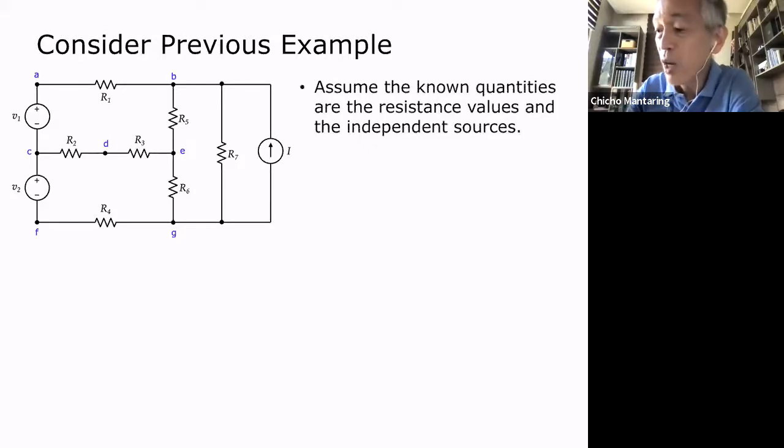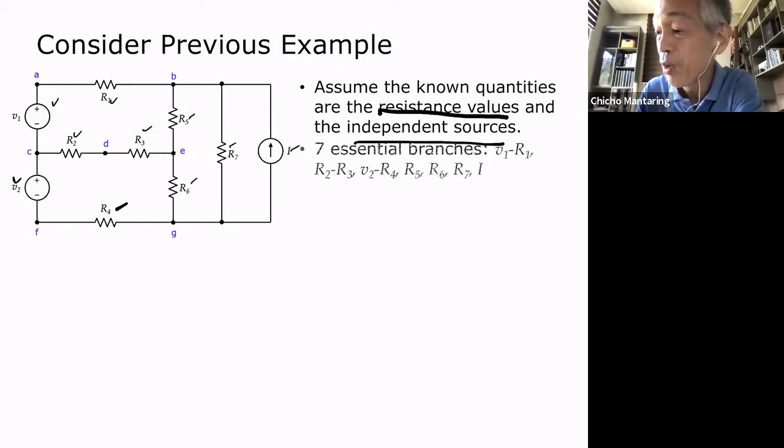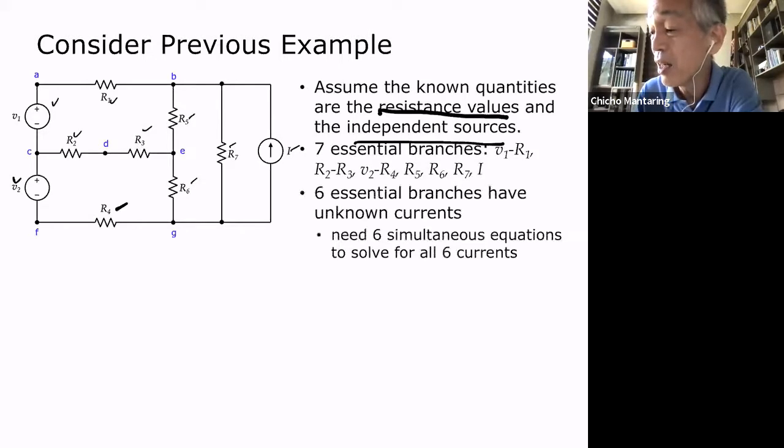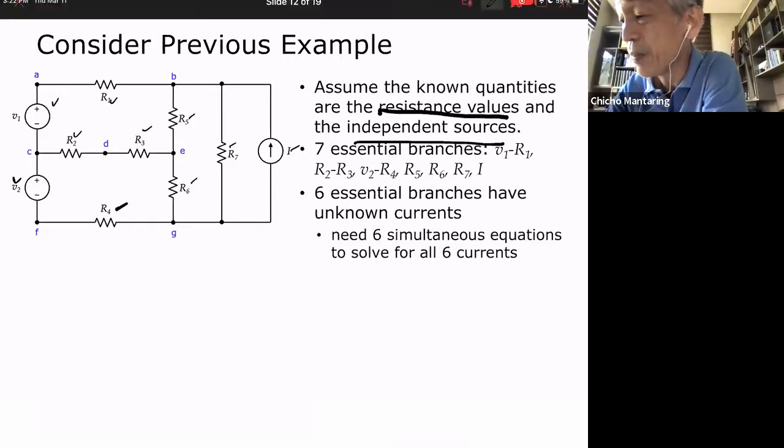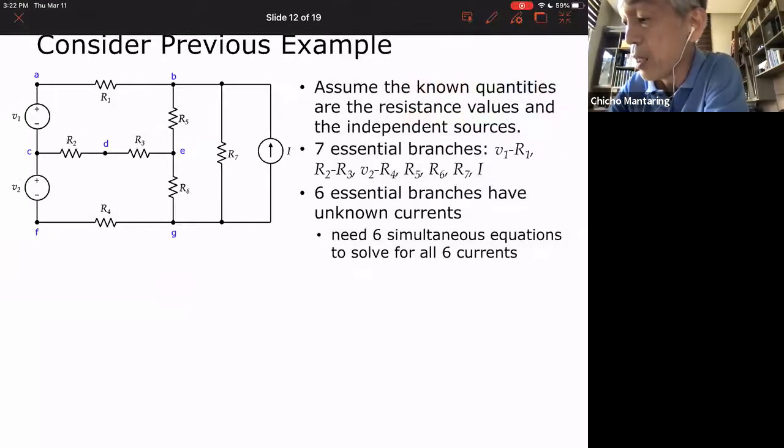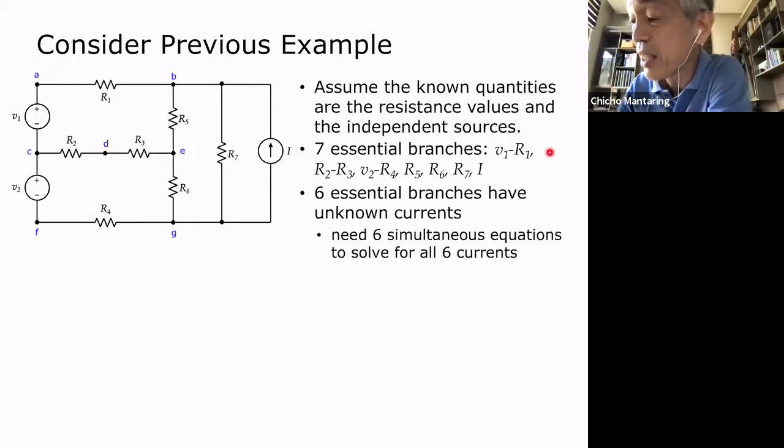I assume that my known quantities, yung alam ko, are the resistance values and the independent sources. So I know these. These are all my known quantities. What do I not know? What I don't know are the currents in my essential branches. So I have 7 essential branches.